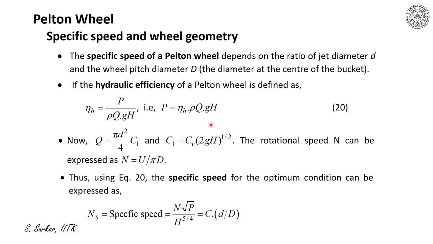Now, putting the values of P, N, H in terms of C1, I can show that ns is equal to some constant into small d by capital D, where small d by capital D represents the ratio of jet diameter to wheel diameter. So please note that specific speed for a Pelton wheel at optimum condition can be expressed as some constant into small d divided by capital D.